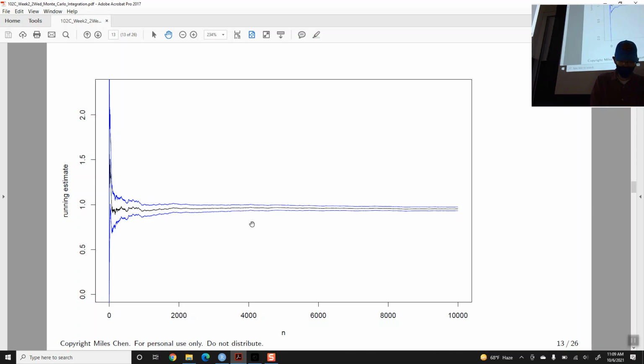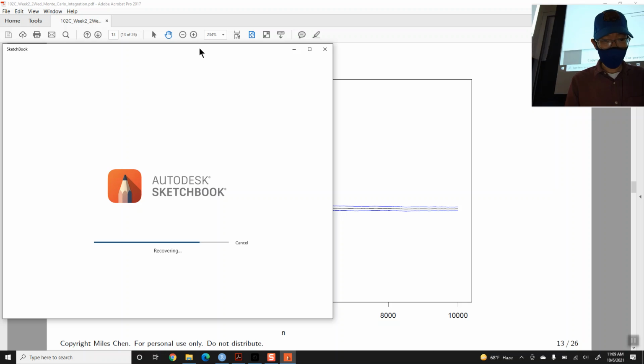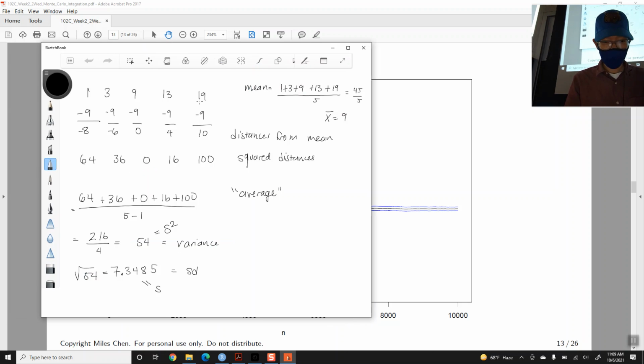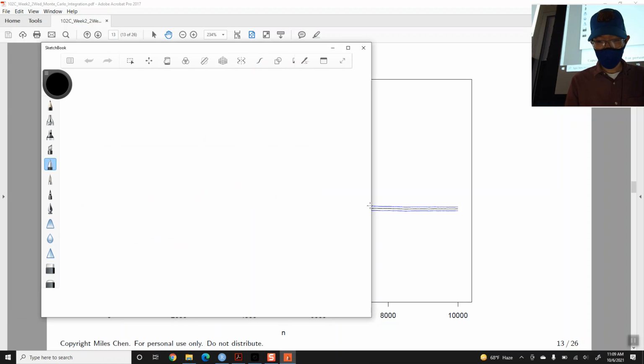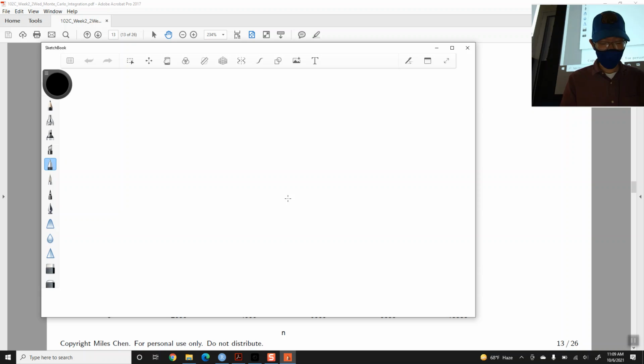Now, the Monte Carlo estimator for a unidimensional integral is actually fairly inefficient, okay? Let me just illustrate what I mean. And this is a little bit of an aside, okay?